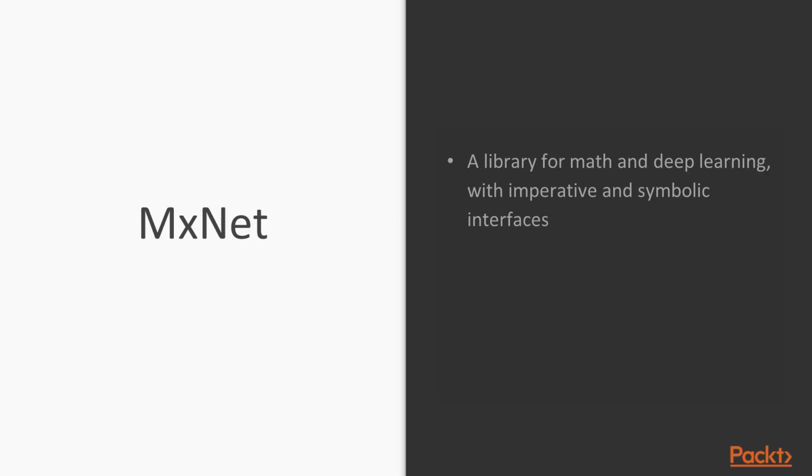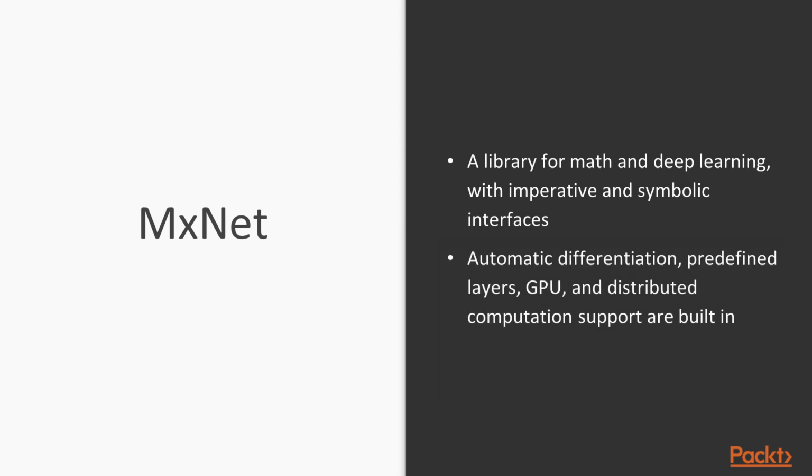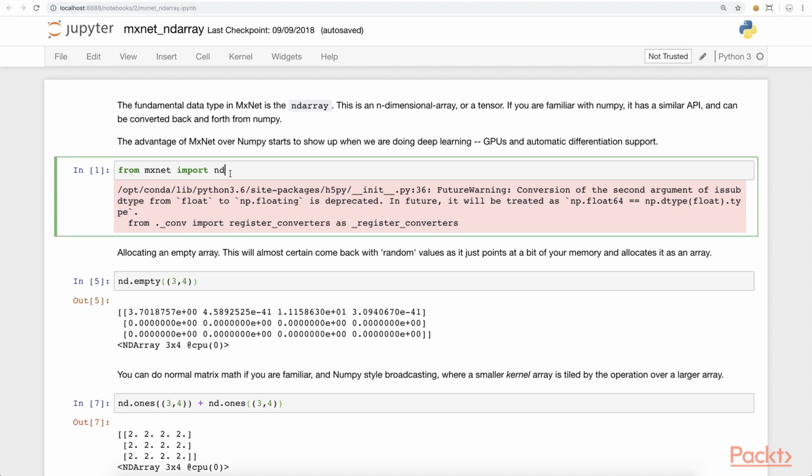So what is MxNet? Well, it's a library for math and deep learning with both imperative, meaning looping in code, and symbolic, meaning declarative interfaces. Automatic differentiation so that it can compute gradients, predefined layers, GPU, and distributed computation support are all built in. This is a full-featured library that you can do a wide array of mathematical, symbolic, and neural network computing. So let's take a look at MxNet in some code.